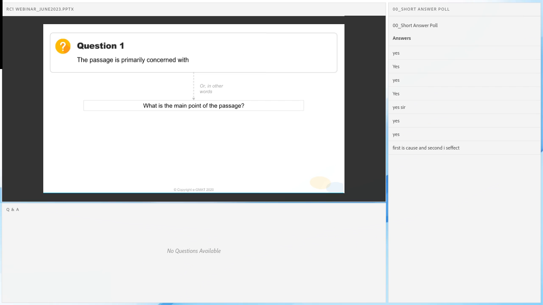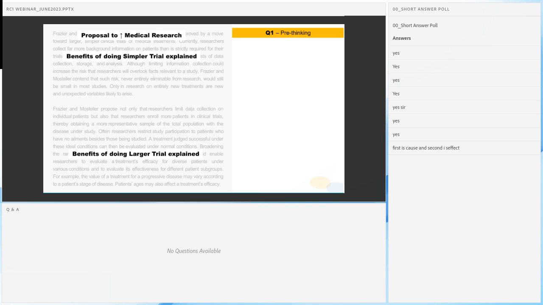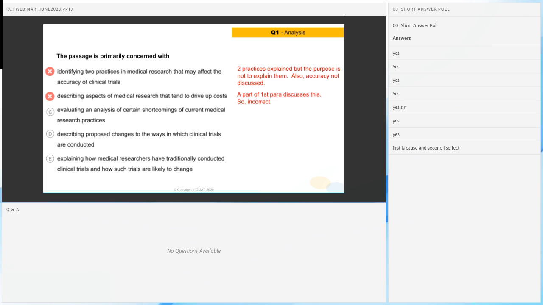All right, so let's do pre-thinking. Passage one, we had larger trials, simpler trials. Passage two, we had larger trials, and we had the benefits of both. So in many ways, if you were to pre-think, it's a proposal. The author is discussing a proposal by FNM to improve medical research. So in the pre-thinking, it's a two-pronged proposal to improve medical research that is explained.